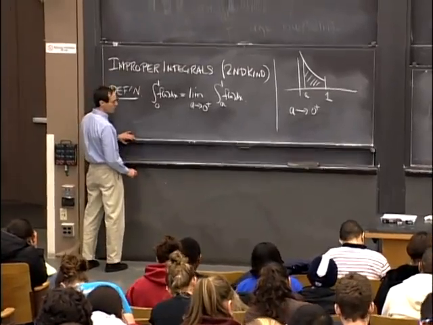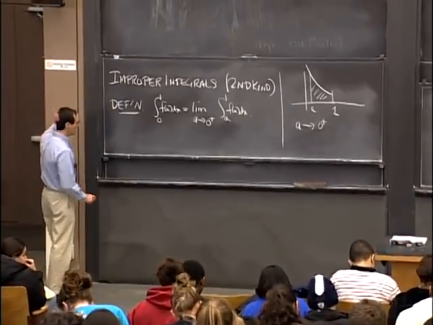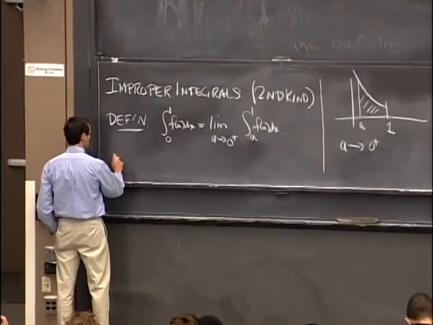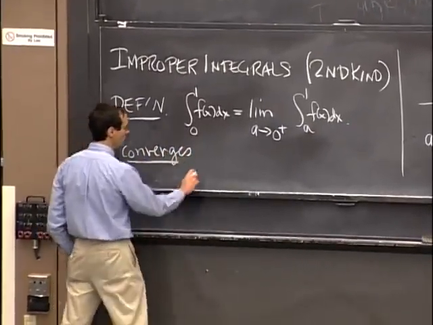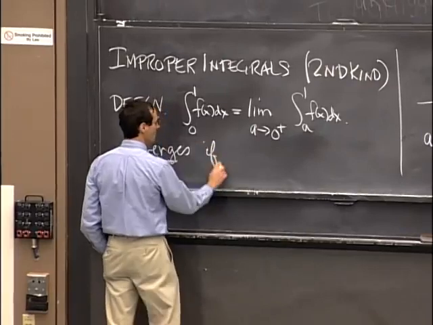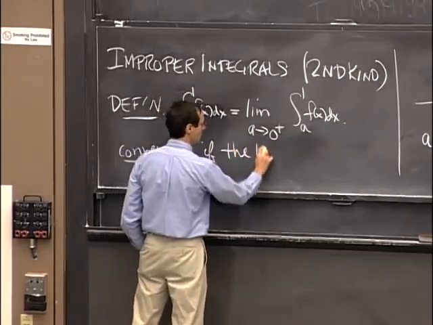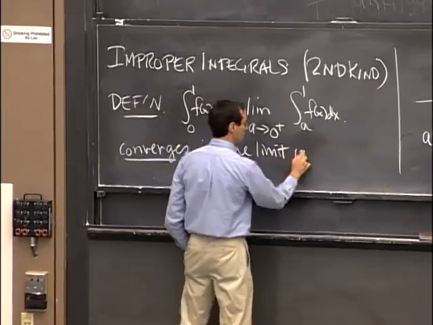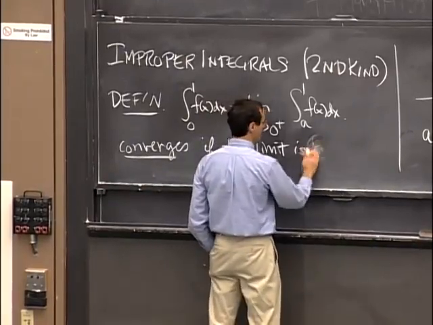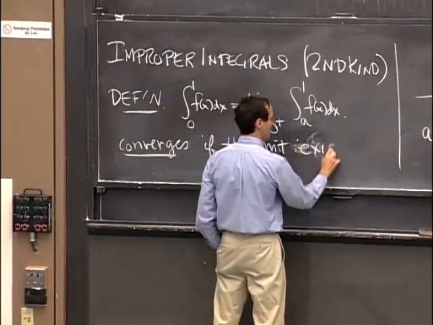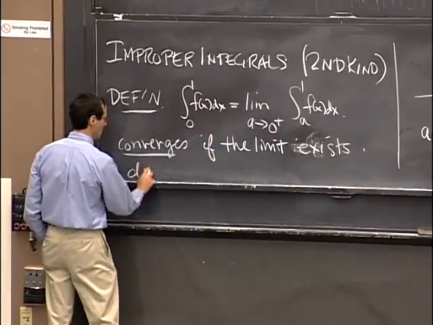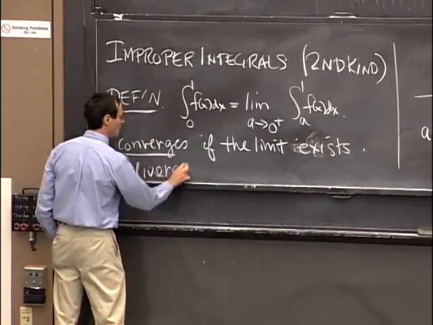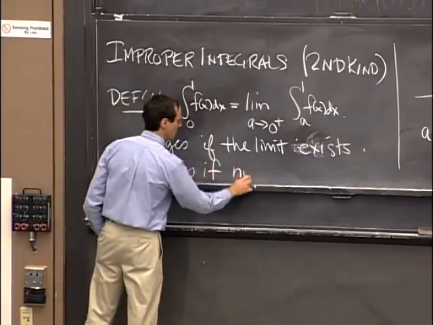And just as we did for the other kind of improper integral, we say that this converges. So that's the key word here, if the limit is finite. Exists, maybe, I should just say. And diverges if not.